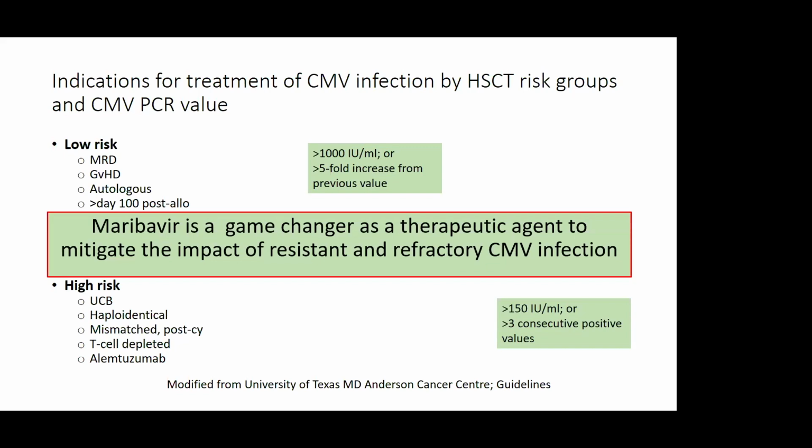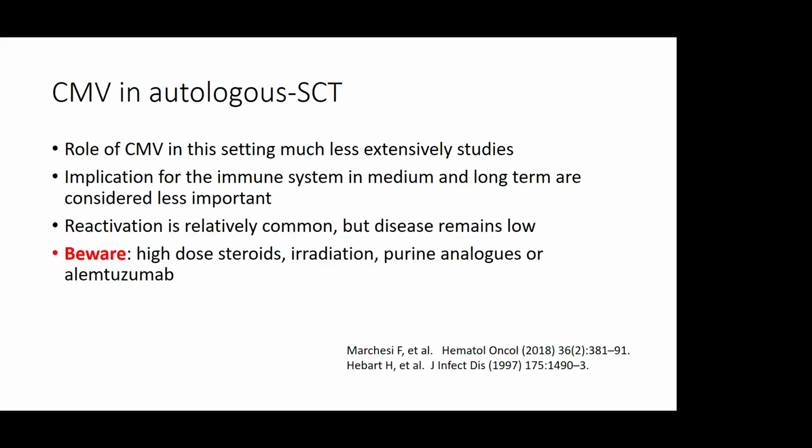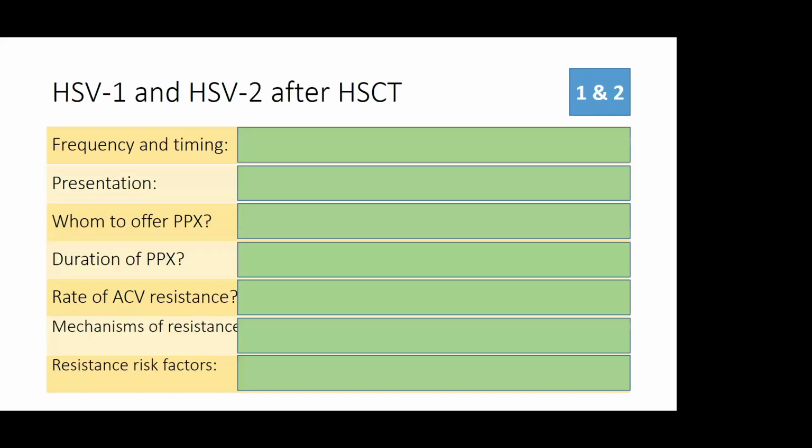and refractory CMV infection. Okay, in autologous stem cell transplant, we don't know much, but it's not a huge deal. But beware of high-dose steroids and irradiation and the use of purine analogs and Campath antibody. That's it. So that is CMV. It took all our time.